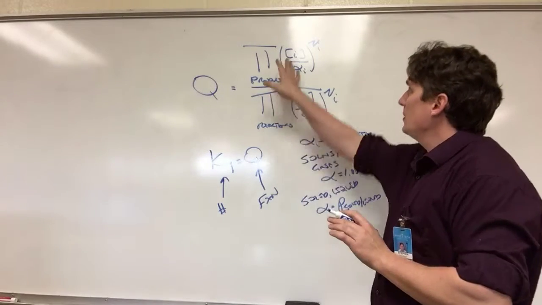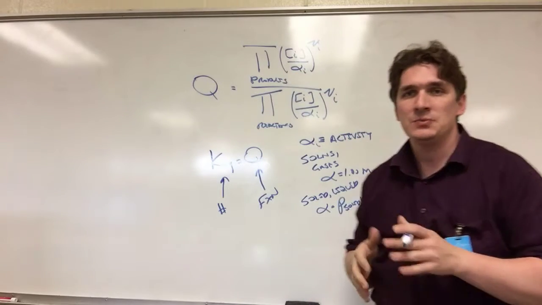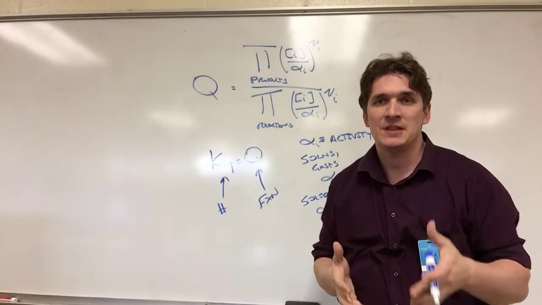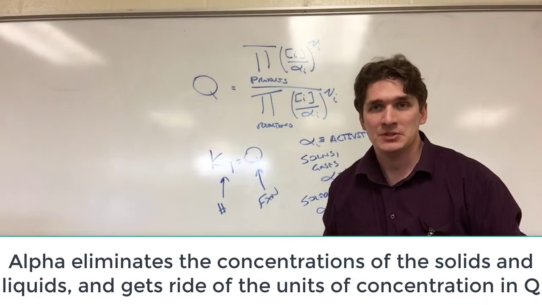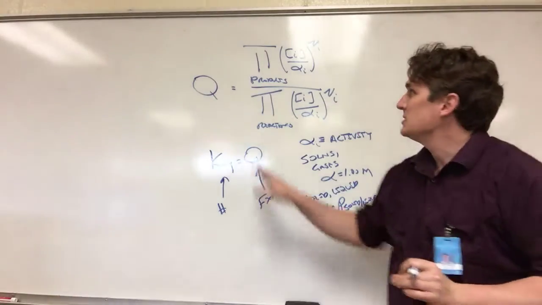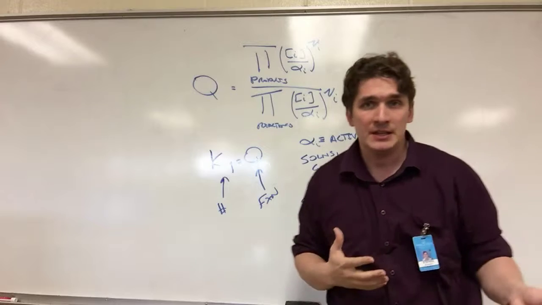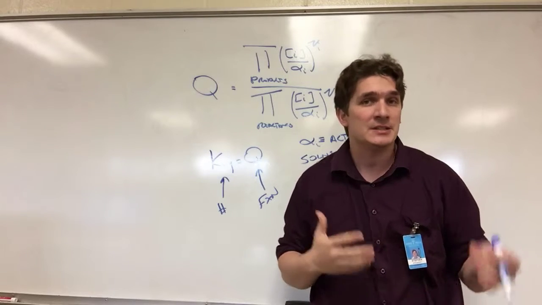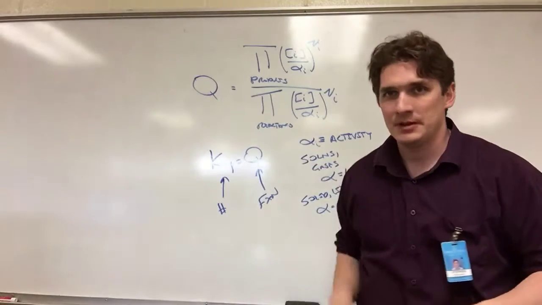So, ultimately what this will do is twofold. One, by dividing by the activities, we end up canceling out the concentrations of the solids and liquids, and we leave ourselves with the gases and the aqueous mixtures. The other thing is that it gets rid of the units. These are all units of molarity, and so Q here is unitless, as is KEQ. It doesn't look like it when we look at the expression for Q, but it is because the activities disappear. And in case you don't know, pi here is the product.